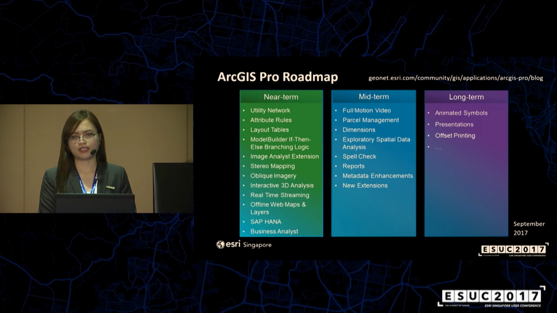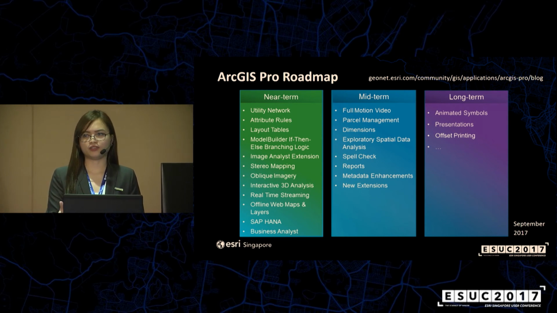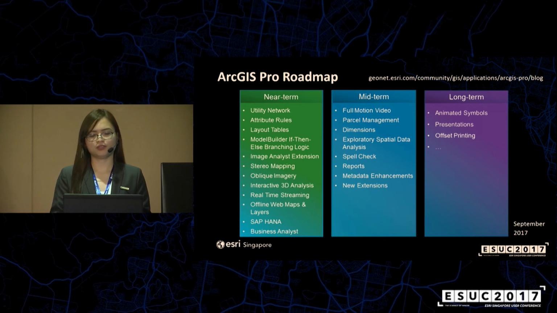So when we speak of near-term plans, it would be on the next release or two. So as I heard, version 2.1 will be released next year. Midterm plans would be the next 2 or 3 releases, and long-term plans would be in the plan, but we are not certain yet of the release at this point.